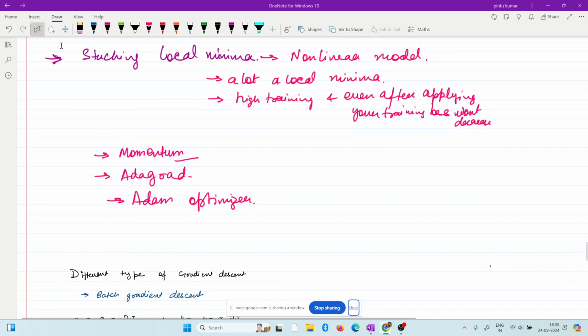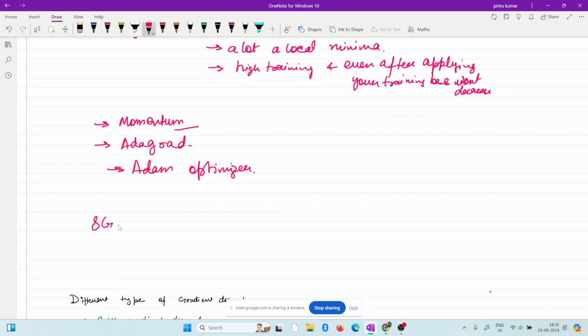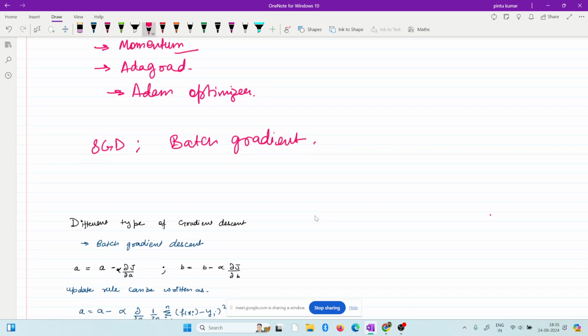So we have talked about gradient descent. There are some variants of gradient descent that people actually use. You might have heard of stochastic gradient descent, or batch gradient descent. Now we are going to cover what these methods are. So, different types of gradient descent.